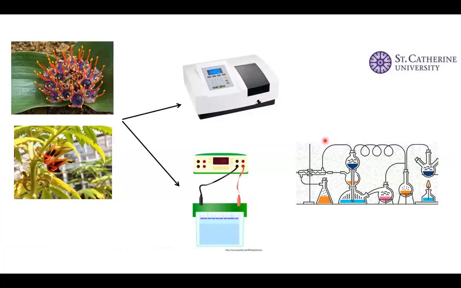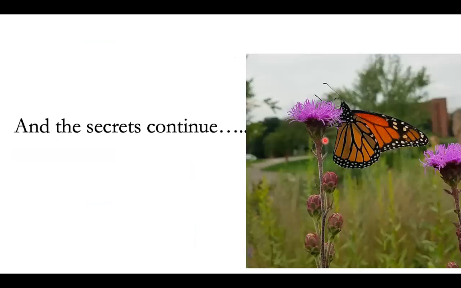And at St. Kate's, we will be working with students to biochemically characterize some of these pigments and also find out what enzymes are found in the nectar that catalyze some of these reactions. The secrets of nectar continue. There are so many species out there with so many questions. For example, Liatris here attracts monarch butterflies like crazy. Nobody knows why, what is in the nectar that causes such a specific attraction. So this is something also we'll be getting into in the future.